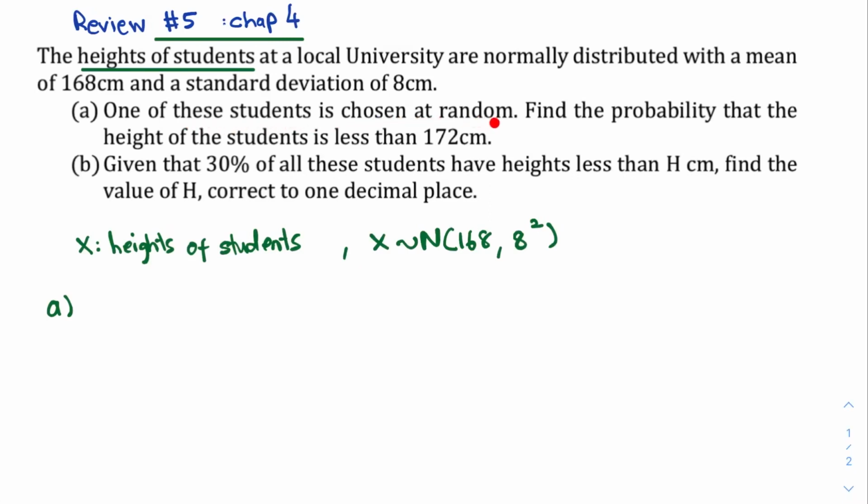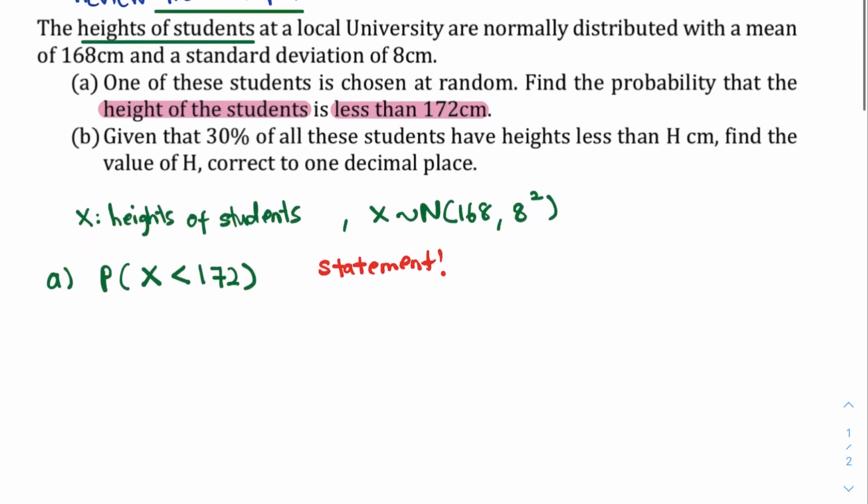Now part A, one of these students is chosen at random. Find the probability that the height of the student is less than 172. Again, this is what I mean by the question statement, which is the height of the student is less than 172. From here, put in notation, you're going to get probability X, which is the height of a student, less than 172. So this is usually your question statement.